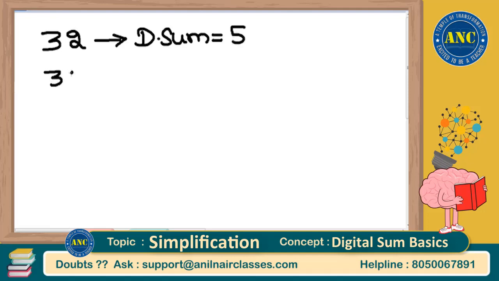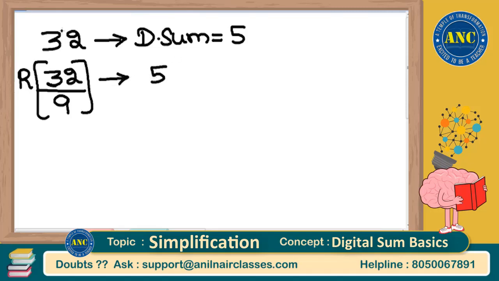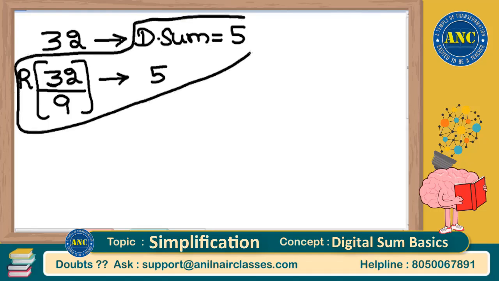I will take the same number 32, divide it by 9 and find the remainder. What is the remainder when 32 is divided by 9? 9 into 3 is 27. The remainder is how much? 5. Can I say that these both are the same, right? These both are absolutely the same. Both ways you are getting the same 5 as the answer.